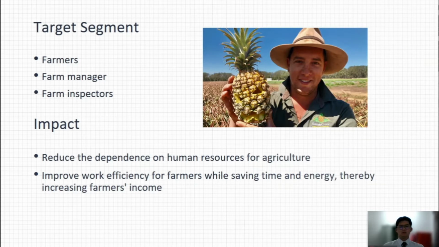The target segment is farmers, farm managers, and farm inspectors. The impact to the target segment is to reduce the dependence on human resources for agriculture, improve work efficiency for farmers while saving time and energy, thereby increasing farmers' income.